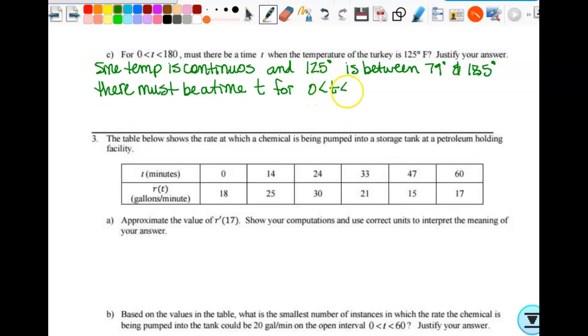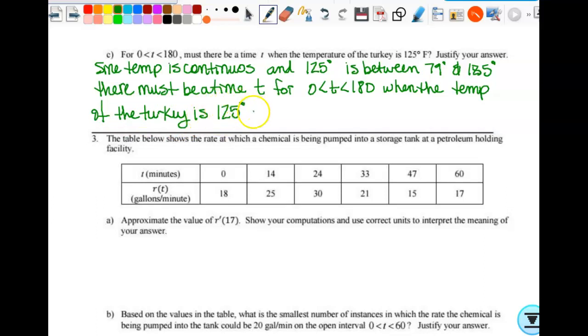For a time t, for 0, okay. And what you want to be careful of, because I know I saw at least one of you, maybe more when we had done these earlier, make sure that you're putting time with time and the temperature with the temperature, getting that in there. There must be a time t where the temperature of the turkey is 125 degrees Fahrenheit by what? IVT.